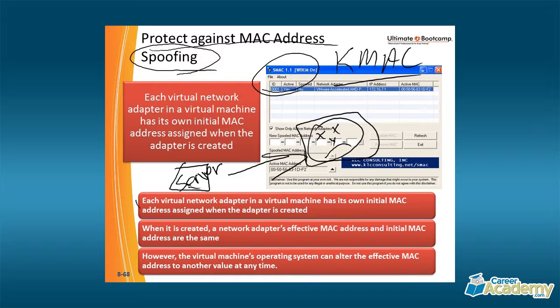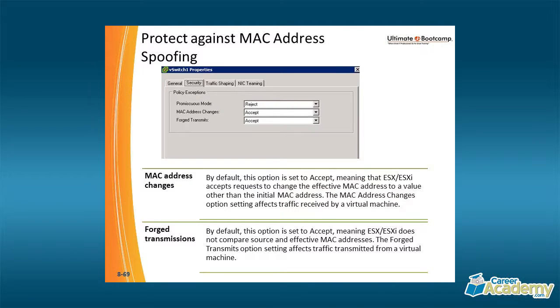Each virtual machine adapter in a virtual machine has its own initial MAC address, and it's assigned when the adapter is created. Of course, it's assigned a specific MAC address based upon what VMware has purchased. Remember, all of these different vendors have their own specific set of MAC addresses associated with them. The virtual machine's operating system can alter the effective MAC address to any other value, and then we can spoof that, and we can, of course, gain access to information we should not have access to. In our wonderful little security tab, VMware has said this is all the security they need. Well, not really, but I'm picking on them a little bit.